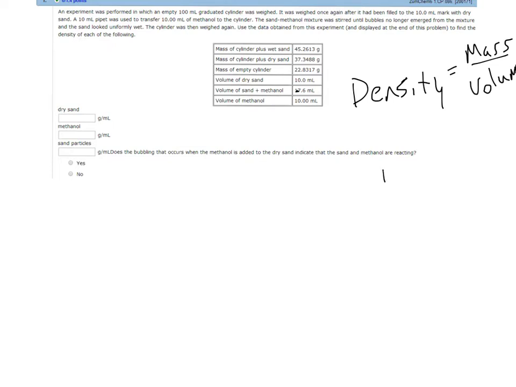So let's start with the first item that they give us, which is dry sand. We're going to calculate the dry sand density, but we've got to get both its mass and its volume. To get the mass, check out the second number down in the data table. That's the mass of the cylinder with the dry sand in it. And the third number in the data table is the mass of the empty cylinder. Just subtract those two.